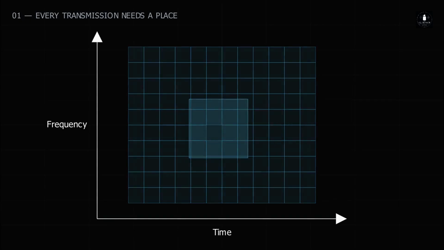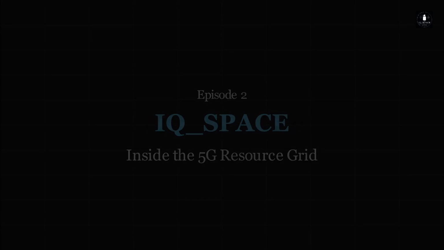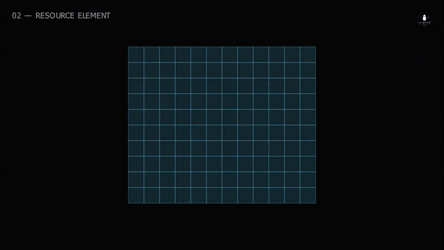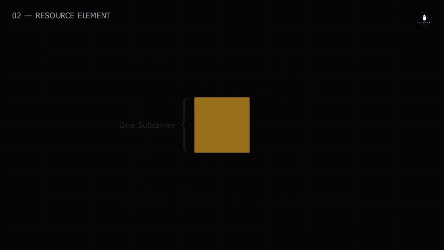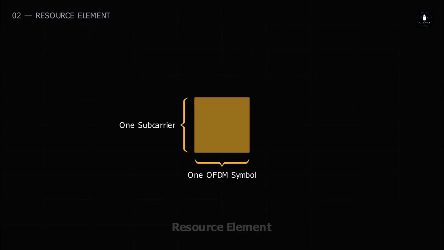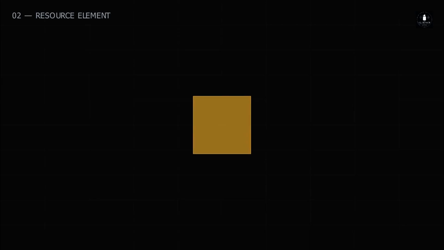Let's look into the smallest part in the resource grid. Each column in the grid represents an OFDM symbol, and each row represents a subcarrier. Together, they define one resource element. It is the smallest physical resource defined in 5G NR. In NR, a resource element is represented as one subcarrier in the frequency domain and one OFDM symbol in the time domain.